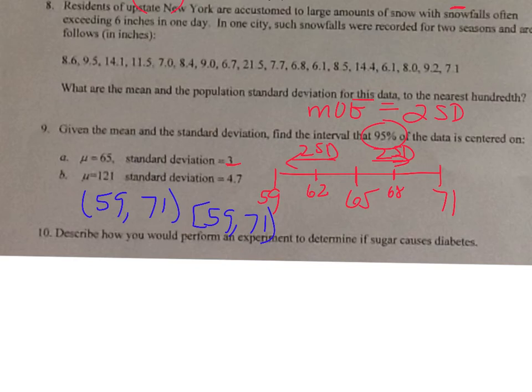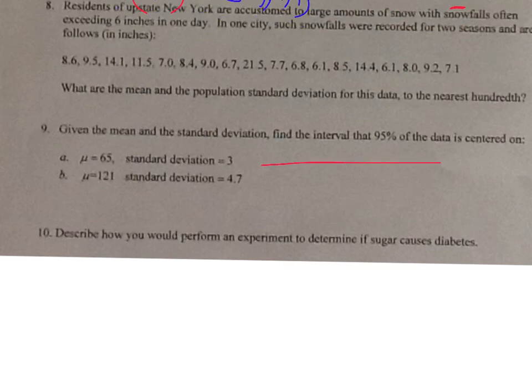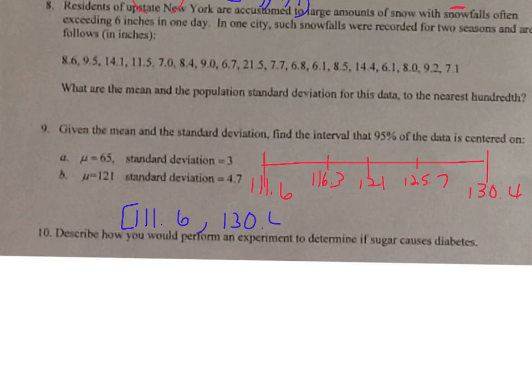Okay, and the same thing for B. All right, so my mean is right in the middle, 121. My standard deviation is 4.7. So 1 standard deviation would put me at 125.7. So 2 standard deviations, which is what I want, 95%, is 130.4. 1 standard deviation to the left would be 116.3. 2 standard deviations to the left would be 111.6. So that would be from 111.6 to 130.4.